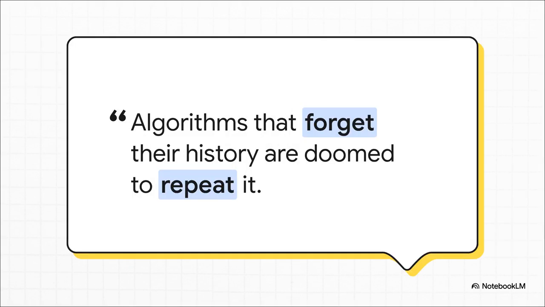And this quote just hits the nail on the head. Algorithms that forget their history are doomed to repeat it. The core problem is a lack of memory. These little back-and-forth trips are called cycles, and they're really just one example of a much bigger problem called redundant paths. And that's just anytime you have more than one way to get to the same exact spot. An algorithm with no memory is just going to blindly explore every single one of those paths, wasting a ridiculous amount of time and energy.